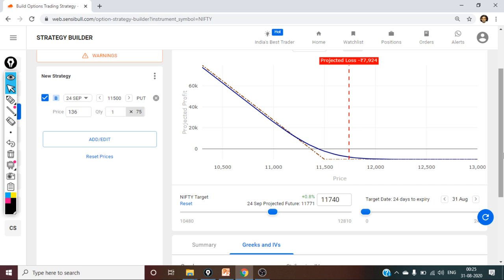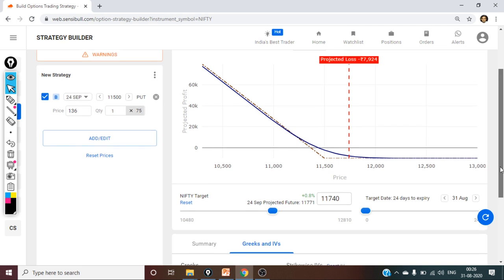A long put option or a long call option is always exposed to Vega. That is a Vega positive trade. When the IV is rising, you can go with a debit spread or buying an option. But when the IV is falling, if you buy an option, you are going to lose money.